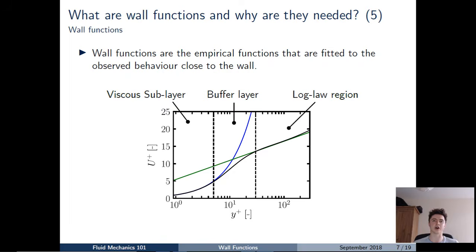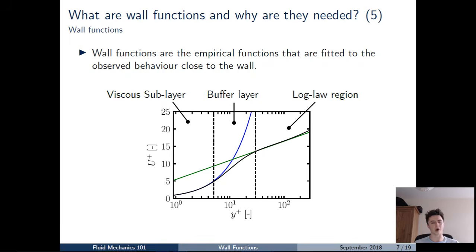Now, wall functions are the empirical functions that we fit to that observed behavior close to the wall. In the plot again, we've got tangential velocity plotted against wall normal distance, and the black solid line again shows that observed behavior close to the wall, and this is what we want the velocity profile to look like. The blue and green lines show the empirical functions that we can fit to this observed behavior, and these are the wall functions. We can see that the profile is split into three regions, and this is the standard approach for modeling that observed behavior close to the wall.